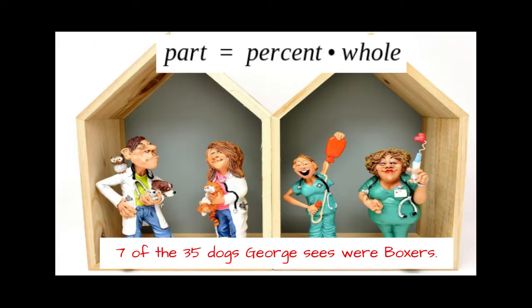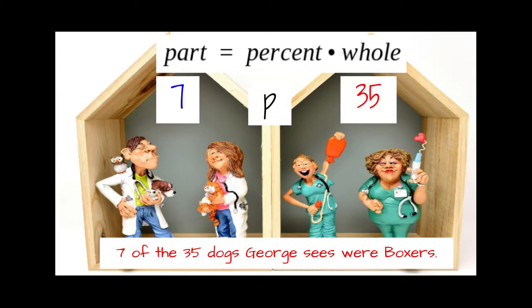So let's fill it into our percent equation. So we have the part. Which number is the part, the 7 or the 35? Yes, it's the 7, because part is always the smaller part of it, because whole is the whole entire thing. We're going to say P for percent because we're missing that. And 35 is our whole because it's every dog.